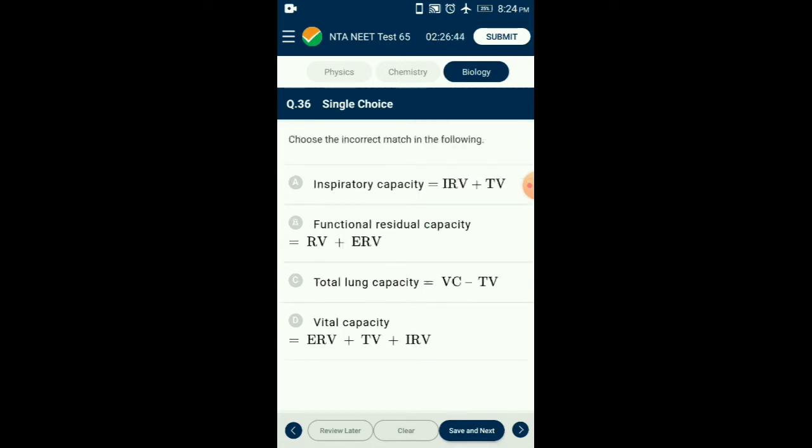Question number 36. Choose the incorrect match in the following. It is the volume of air that remains in the lungs after maximum forceful expiration. In other words, it is the volume of air that cannot be expelled from the lungs. This volume remains unchanged regardless of the lung volume at which expiration was started. So the answer for this question is option C. So that is the incorrect one. Total lung capacity is equal to vital capacity and residual volume.